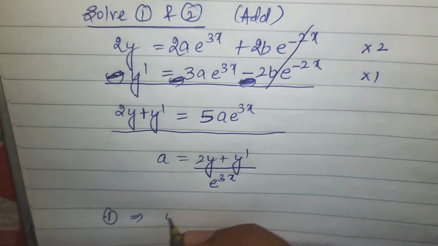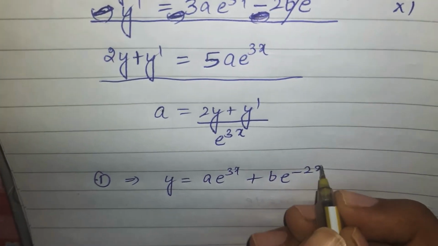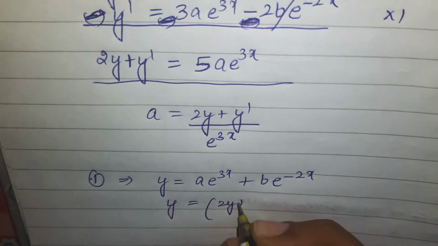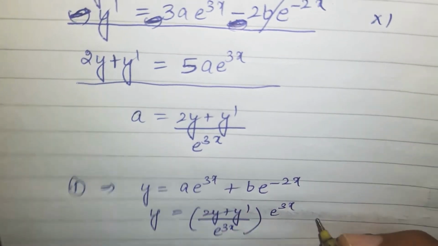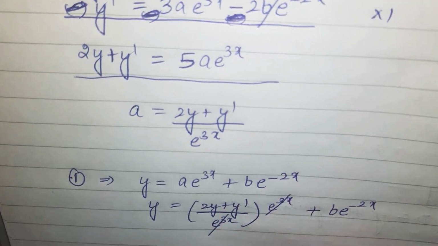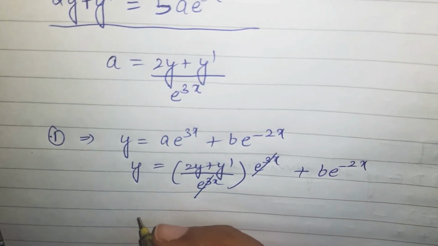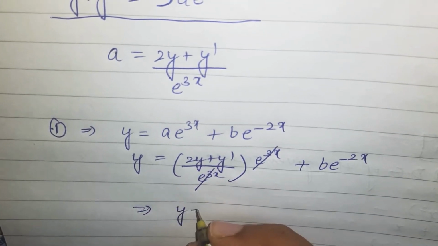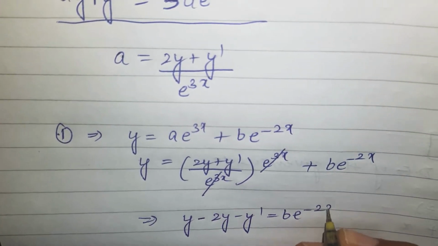In the next step I can subtract, or I can put in any of the equations. So equation 1 implies y is equivalent to a e raised to the power 3x plus b e raised to the power minus 2x. So what you need to do? The value of a is 2y plus y dash e raised to the power 3x, so e raised to the power 3x plus b e raised to the power minus 2x. So this will cancel out. So if I talk about the value of b, what is the value of b? This will become y minus 2y minus y dash, b e raised to the power minus 2x.